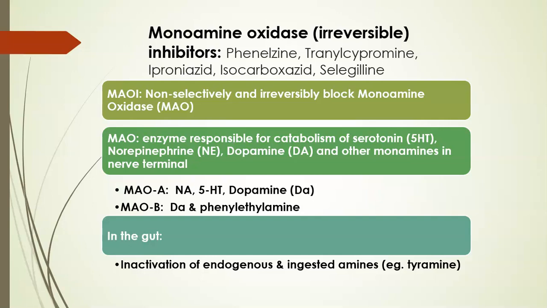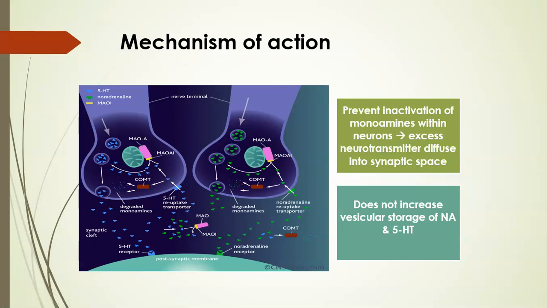So this becomes important in a short while, right? I'll explain to you. Some examples of the ingested amines are tyramine. Okay, so MAOIs prevent inactivation of monoamines within the neurons, and excess neurotransmitters will actually diffuse into the synaptic space.